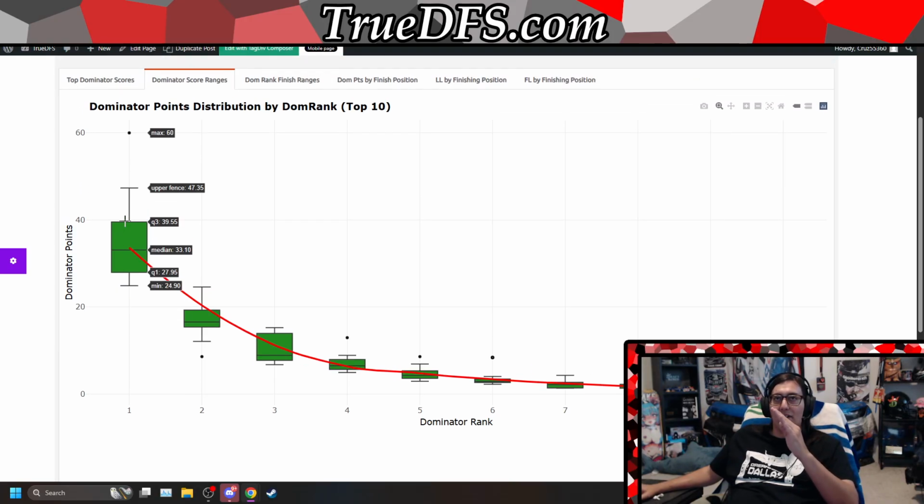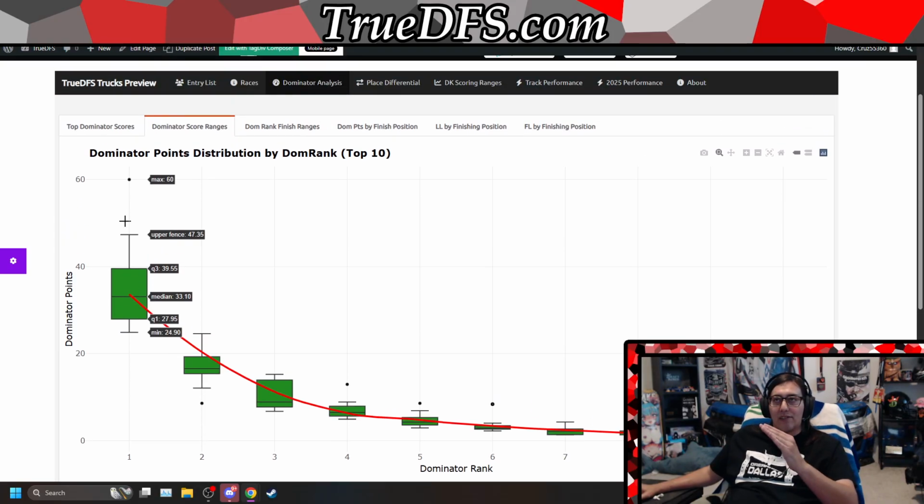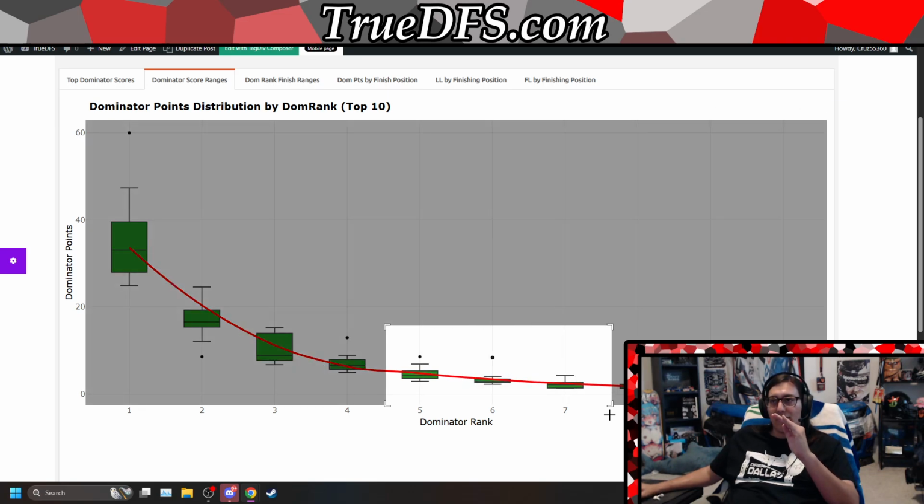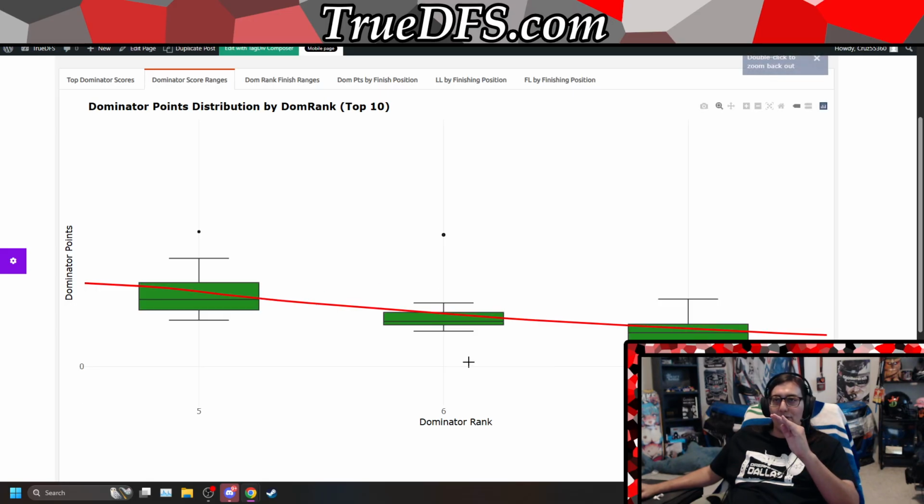Now, yet again, this is not the true DraftKings points. Those will be the scoring ranges here. This is just focusing on what your dominators are doing in these races, and what you can expect here. And if you continue to go down, you can see where people score. You can also zoom in on a section of the graph if you want to: left click and then drag over.